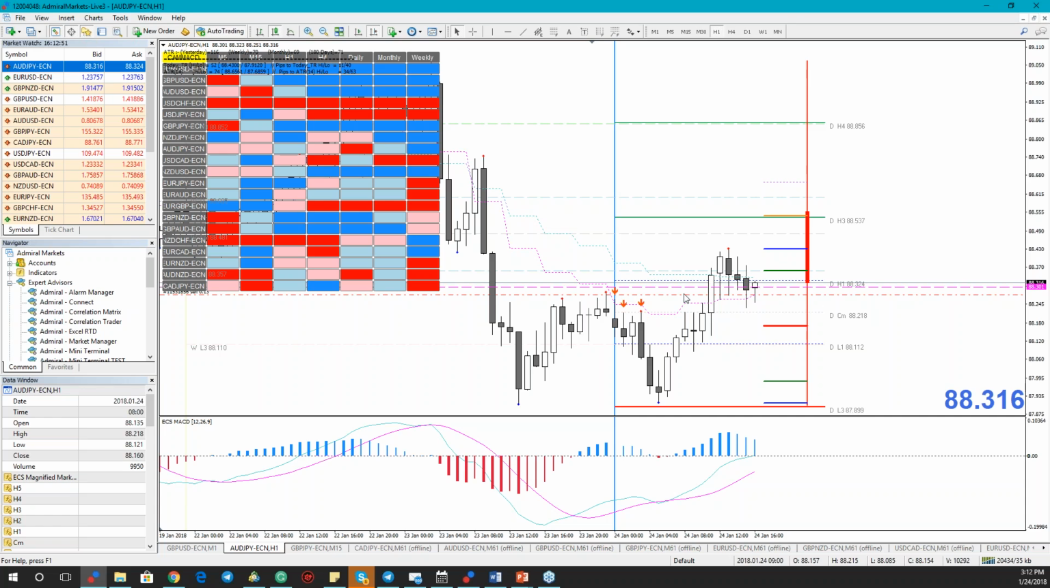I mean, a lot of things happening here. So Australian dollar yen, market sell, Australian dollar pending sell, pound dollar pending sell, euro dollar pending sell. Let's see. Protect your trades.